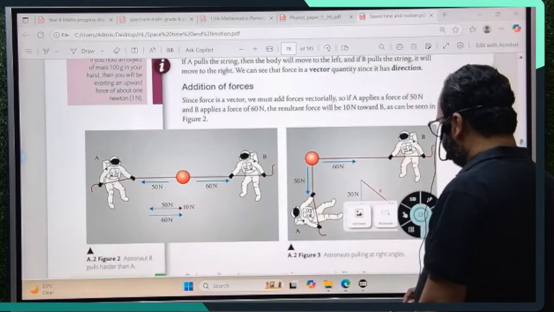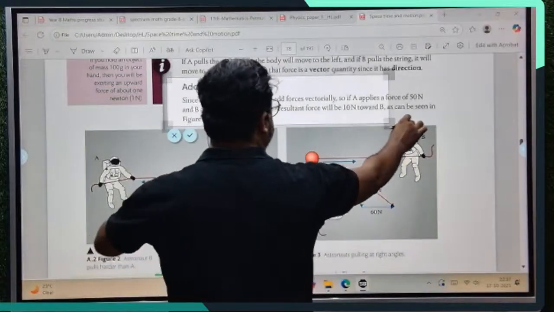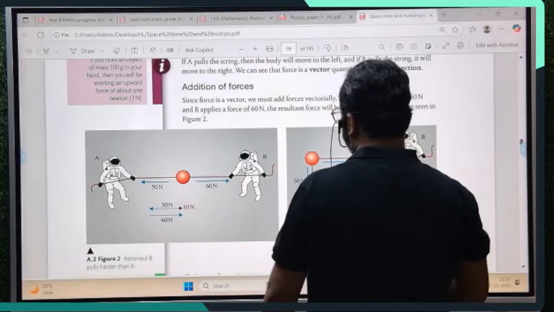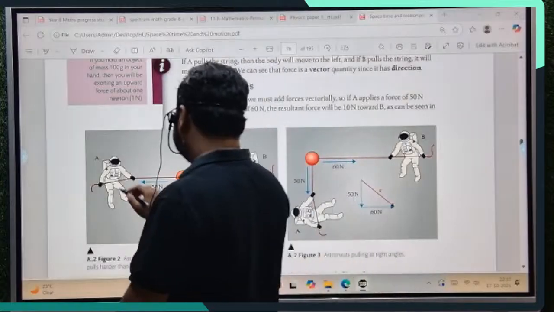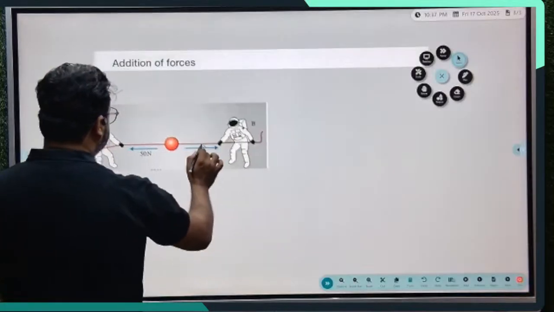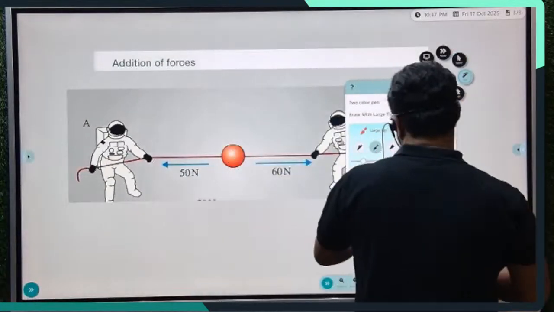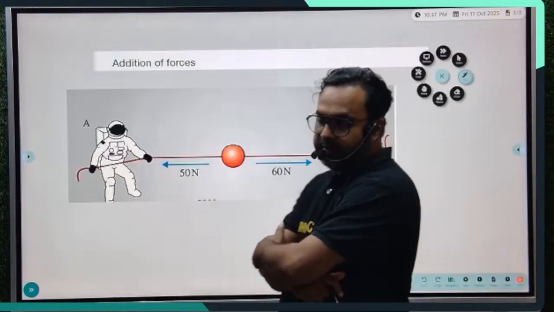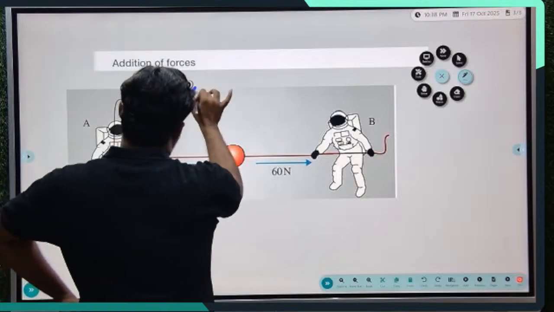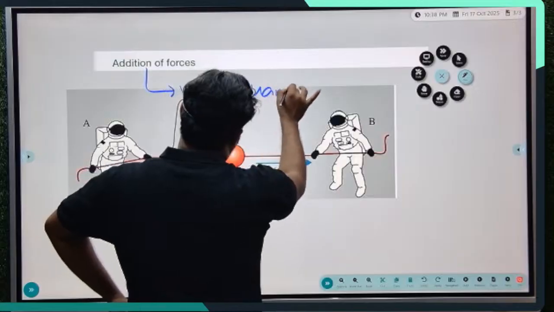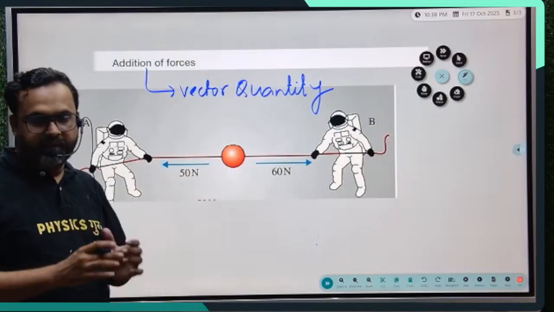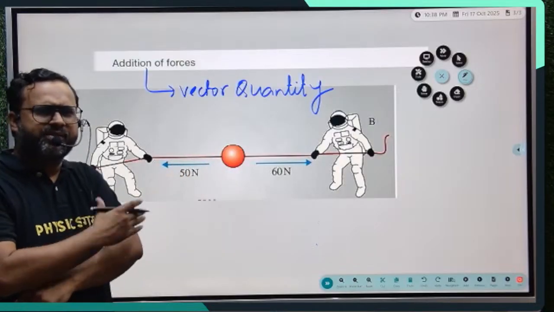Addition of forces. Now see, as we know, force is a vector quantity. That means addition of force is on the basis of vector addition or vector subtraction law.